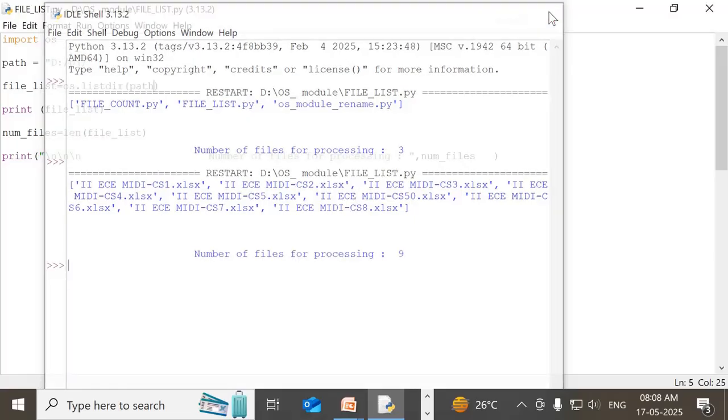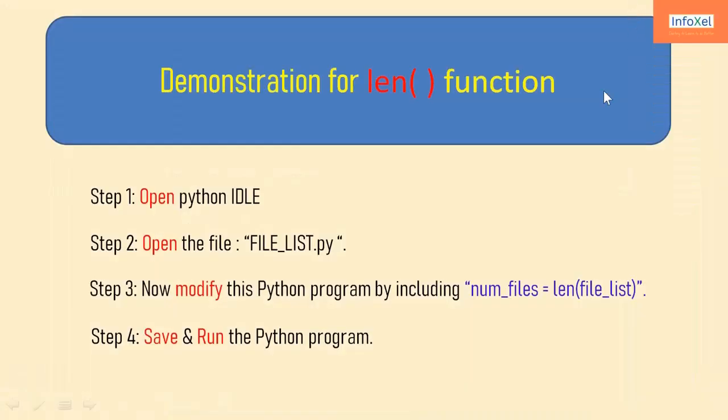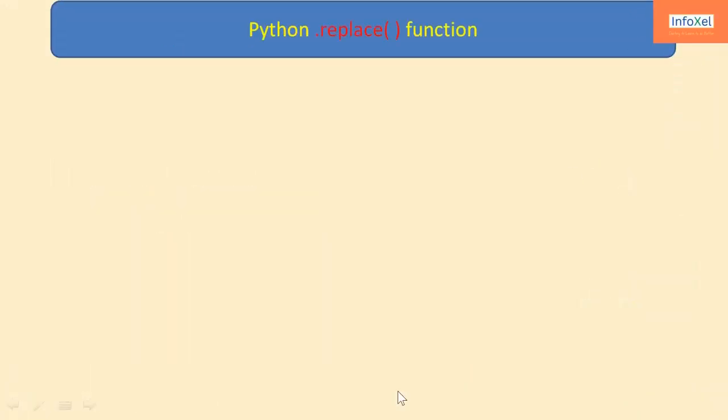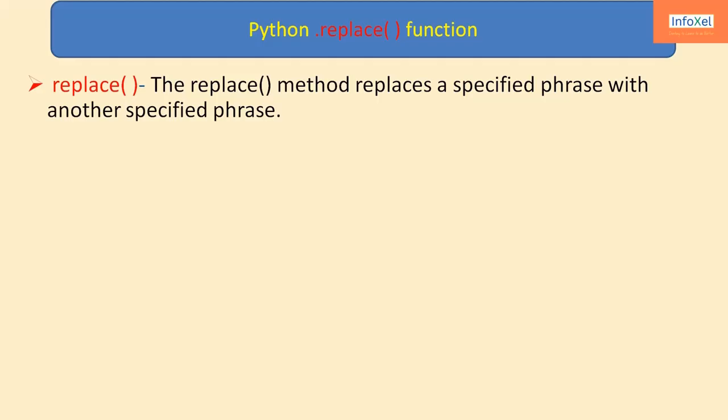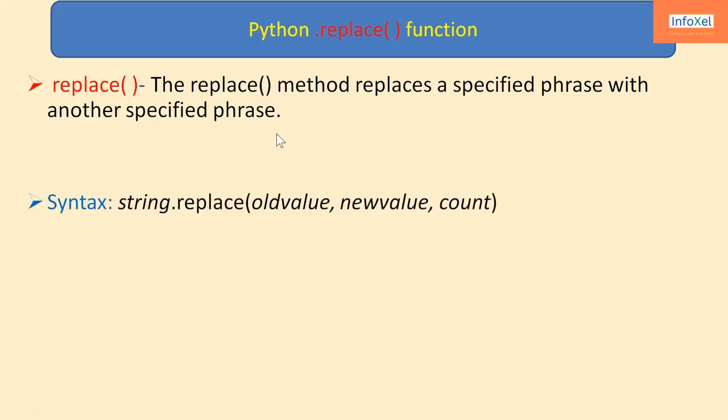Now I'll close this one, minimize this one. So next, the Python function is the Python replace function, that we'll discuss now. The replace method replaces a specified phrase with another specified phrase. Syntax: string.replace(old value, new value, count). Count is optional, but replace works with a string variable.